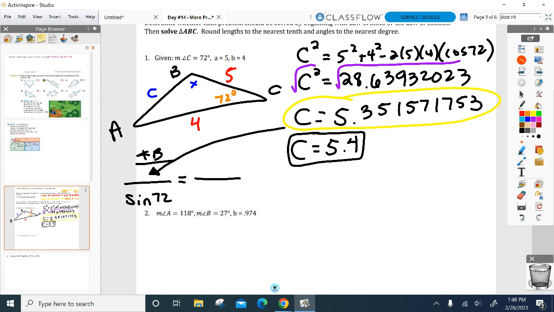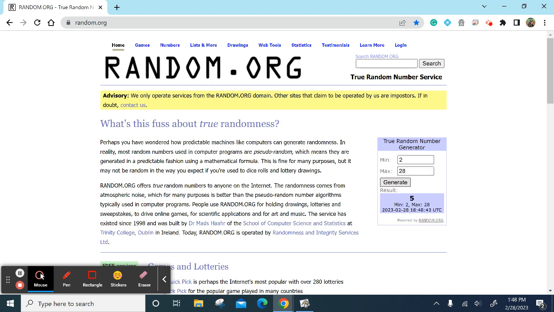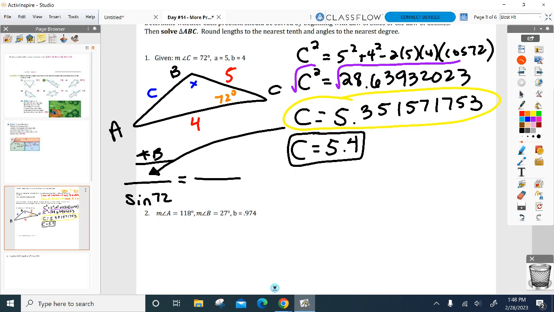And then what's got to go on the other side now? I'm finding angle B. You don't have much choice here. 5, what's got to go on the other side? 4 over sine. There you go. 4 over sine X. If you want to put a B, you can put sine B. And now cross multiply 4 and sine of 72. Divide by your non-rounded answer from the first part.